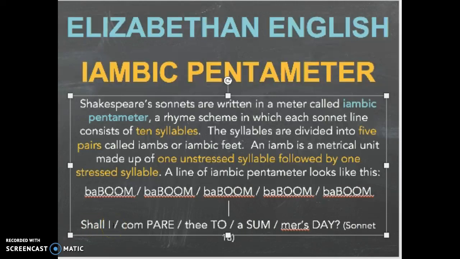Another example. Shall I? Unstressed syllable, stressed syllable. Unstressed syllable, stressed syllable. All the way through. So, shall I compare thee to a summer's day?